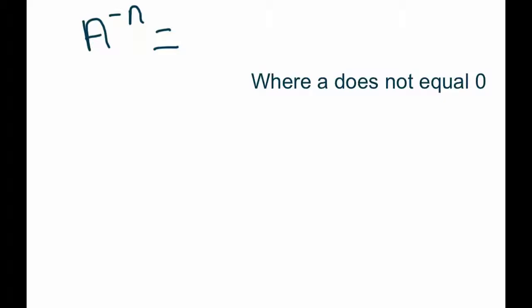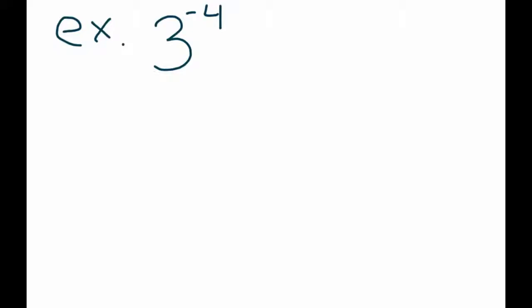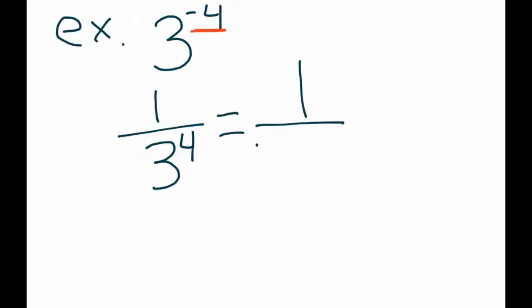A to the negative n power, when a does not equal 0, is going to be the same as 1 over a to the nth power. Let's do an example. Here we have 3 to the negative 4th power. Because the 4 is negative, this is the same as 1 over 3 to the 4th power, which is equal to 1 over 3 multiplied by itself 4 times, because 3 is our base.